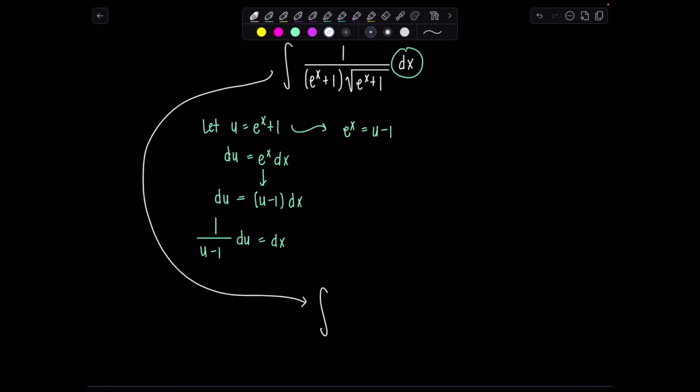So let's do that. So we've got 1 over, this is u, this is square root of u. Perfect. And then this dx right here is, we have it waiting for us patiently, 1 over u minus 1 du. Okay, how are you guys up to here?